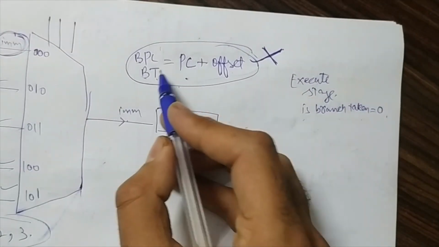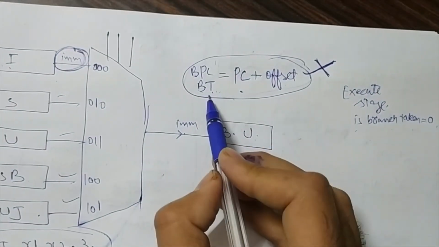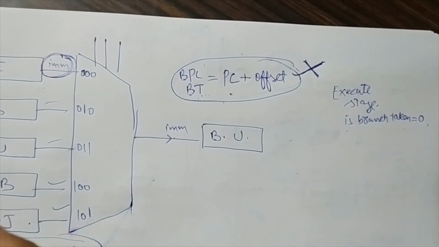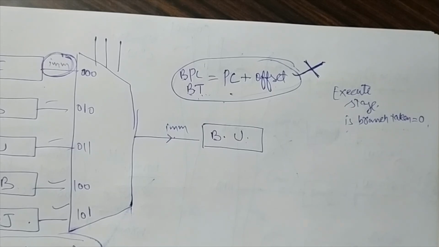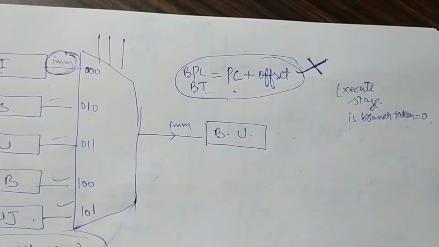So we are calculating the branch target for all the instructions, but we are using branch target for only those instructions which are the branch instructions and which are taken branches. Because only for taken branches, branch target will be used. For not taken branches, the branch target will not be used. The update will be PC plus 4.